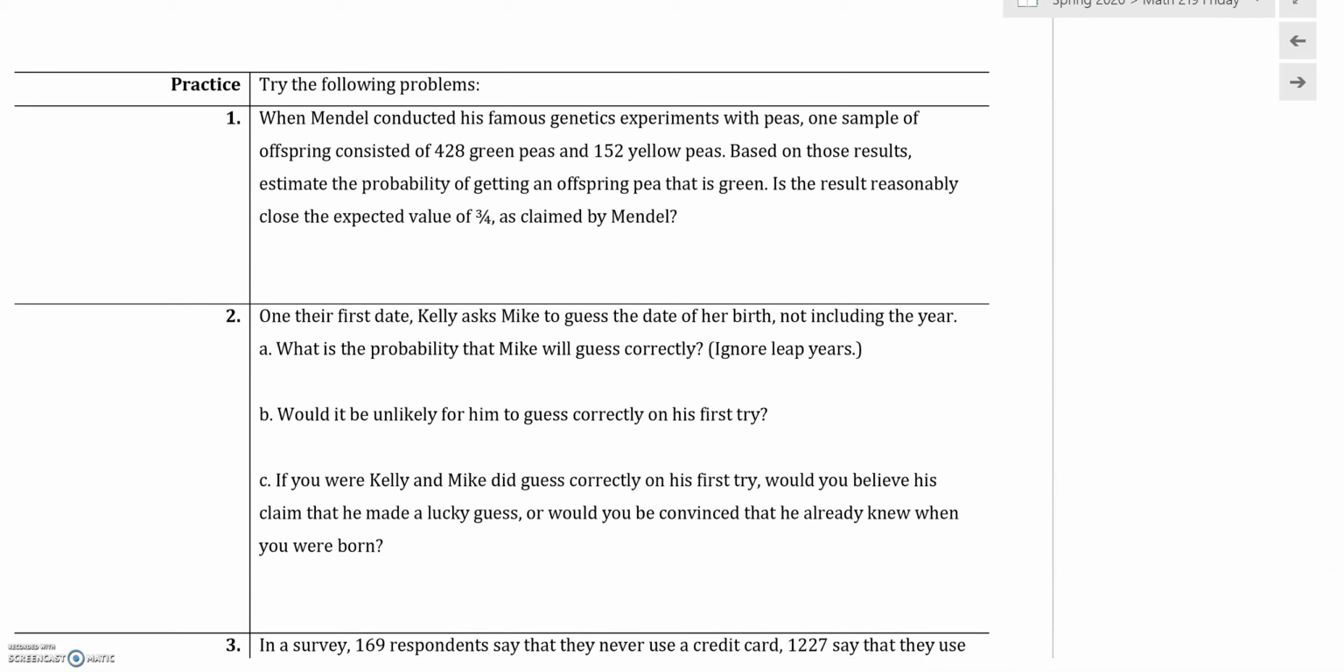It says, when Mendel conducted his famous genetics experiment with peas, one sample of offspring consisted of 428 green peas, 152 yellow peas. Based on those results, estimate the probability of getting an offspring pea that is green, and is that result reasonably close to what Mendel expected at 3/4? Let's see. We want the probability of getting a green pea. Okay. Probability is find out how many ways there are to pull off a success there, divided by how many outcomes there are. Again, pause it and try all these problems, please.